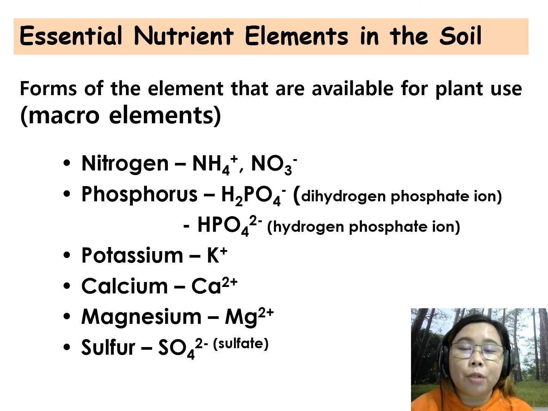For potassium, we have K plus or potassium ion. For calcium, we have calcium ion. For magnesium, we have magnesium ion. And for sulfur, we have sulfate. So, if you can notice, the available forms of nutrients for plant use are all in ionic form. It's either a cation or an anion.